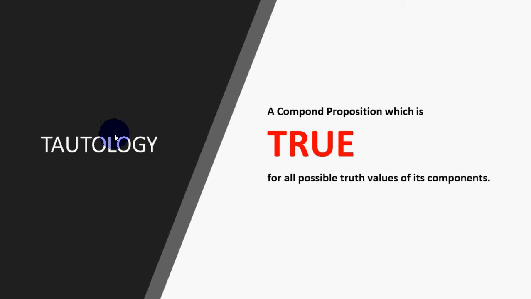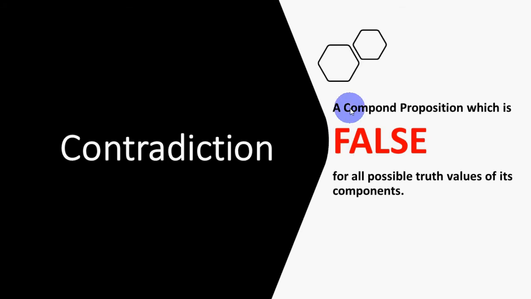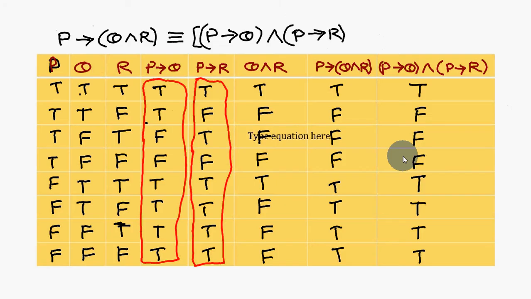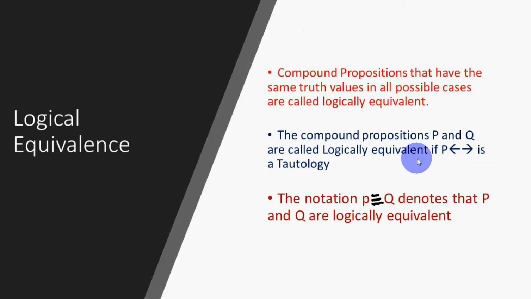What is meant by tautology? A compound proposition which is true for all possible truth values of its components. Contradiction, a compound proposition which is false for all possible truth values of its components. Next, contingency, a compound proposition which is neither a tautology nor a contradiction is called a contingency. So here the true and false values are both there, this is a contingency.